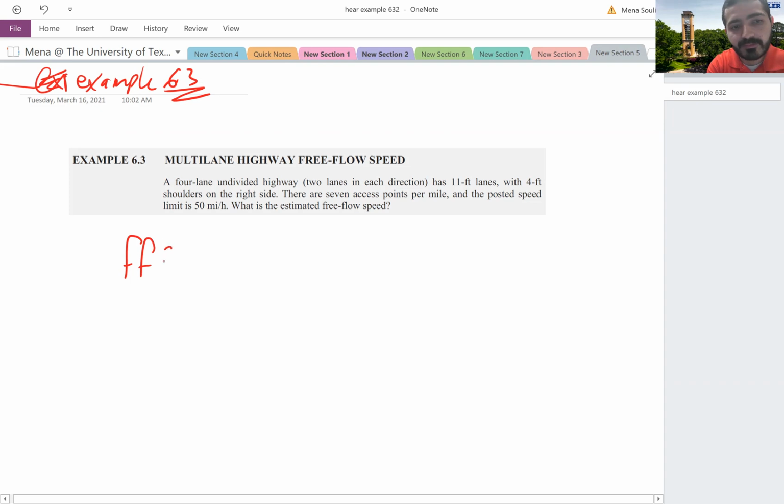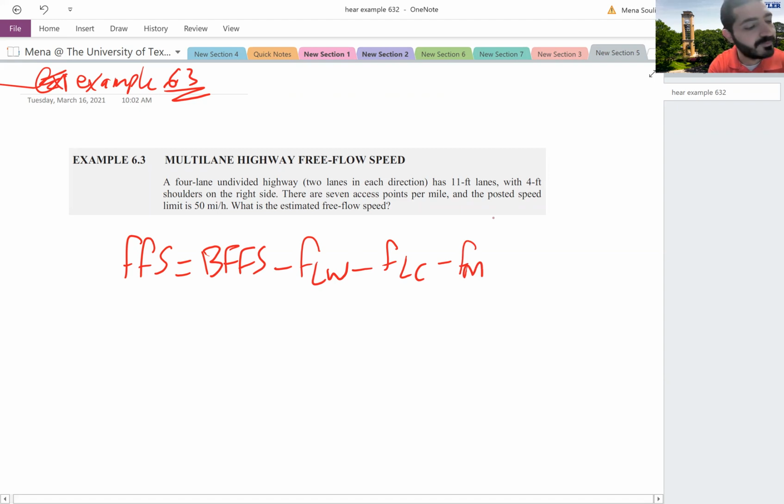Free flow speed for multi-lane highways is a little bit different. If you recall, and please, you need to watch the recorded lectures before you can follow up with these examples. Otherwise, there will be something missing here. So free flow speed is basically the free flow speed at the base condition minus FLW, the correction factor for lane width, minus FLC, which is the correction factor for lateral clearance from the two directions this time, minus FM, and minus FA, which is how many access points.